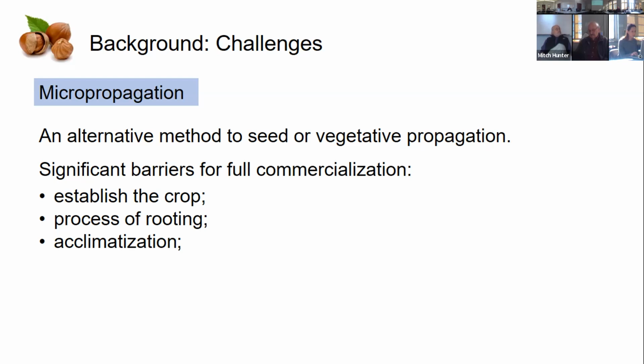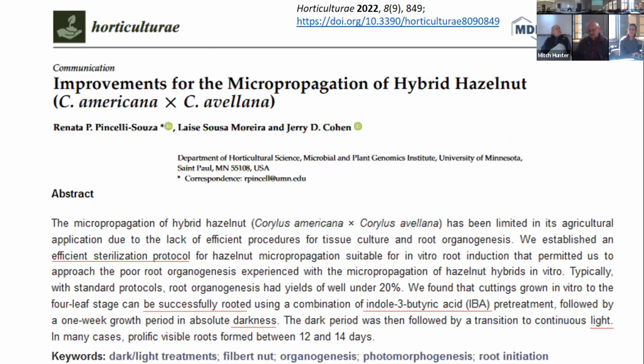So I think we are doing well in the first 2 roadblocks. Last year in September, we published this communication that we found at least 2 efficient sterilization protocols for hazelnuts. We tested these 2 protocols in almost all our genotypes, whether collected from field or greenhouse. We had real success sterilizing these materials to put in tissue culture later.